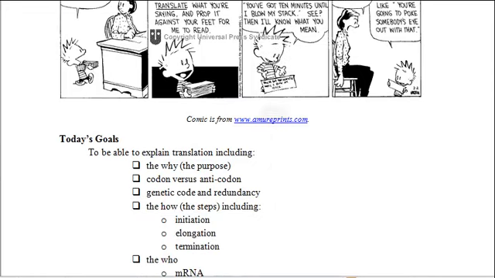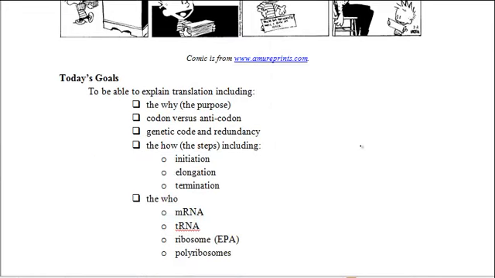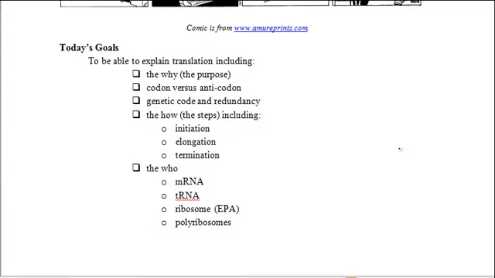And by the end of this lesson, you should be able to explain translation, including the why, codon versus anticodon, genetic code and redundancy, the how, including initiation, elongation, and termination, and the who, including mRNA, tRNA, ribosome, and polyribosomes.